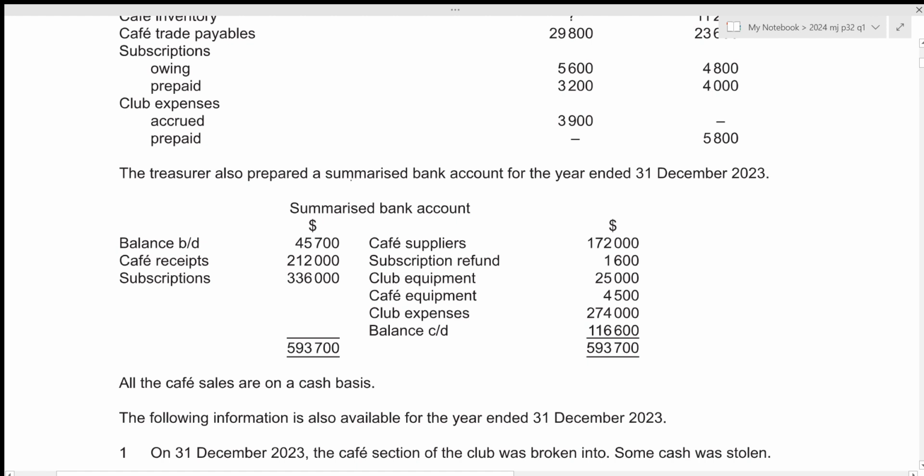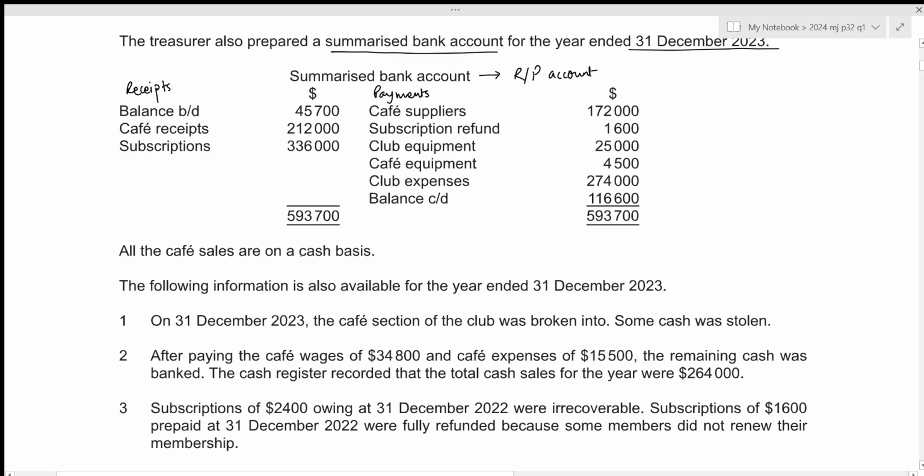The treasurer also prepared a summarized bank account for the year ended 31st December 2023. So this summarized bank account is equivalent to our receipts and payments account. So on the debit side, all of our receipts will be recorded, and on the credit side, all of our payments will be recorded. Okay. Then all the cafe sales are on a cash basis. The following information is also available for the year ended 31st December 2023.